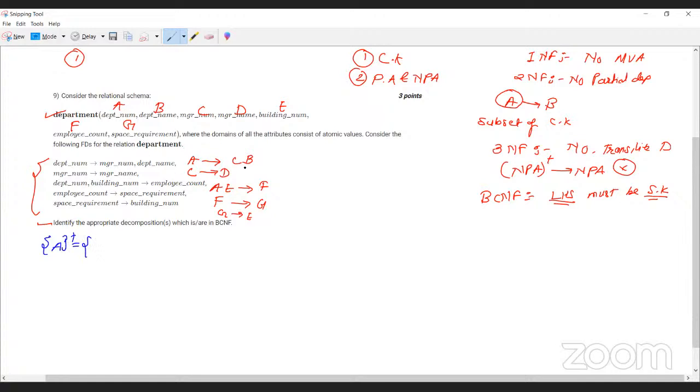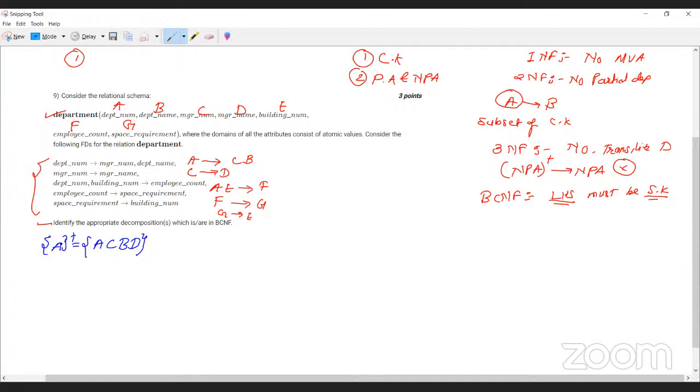What is the closure of A? From A, I will get C and B, right? Now from C, I will get D, right? Now, is there any possibility? No, right? So A is not a candidate key. Now we have to take the combination of A with all the attributes, in order to find the candidate key.